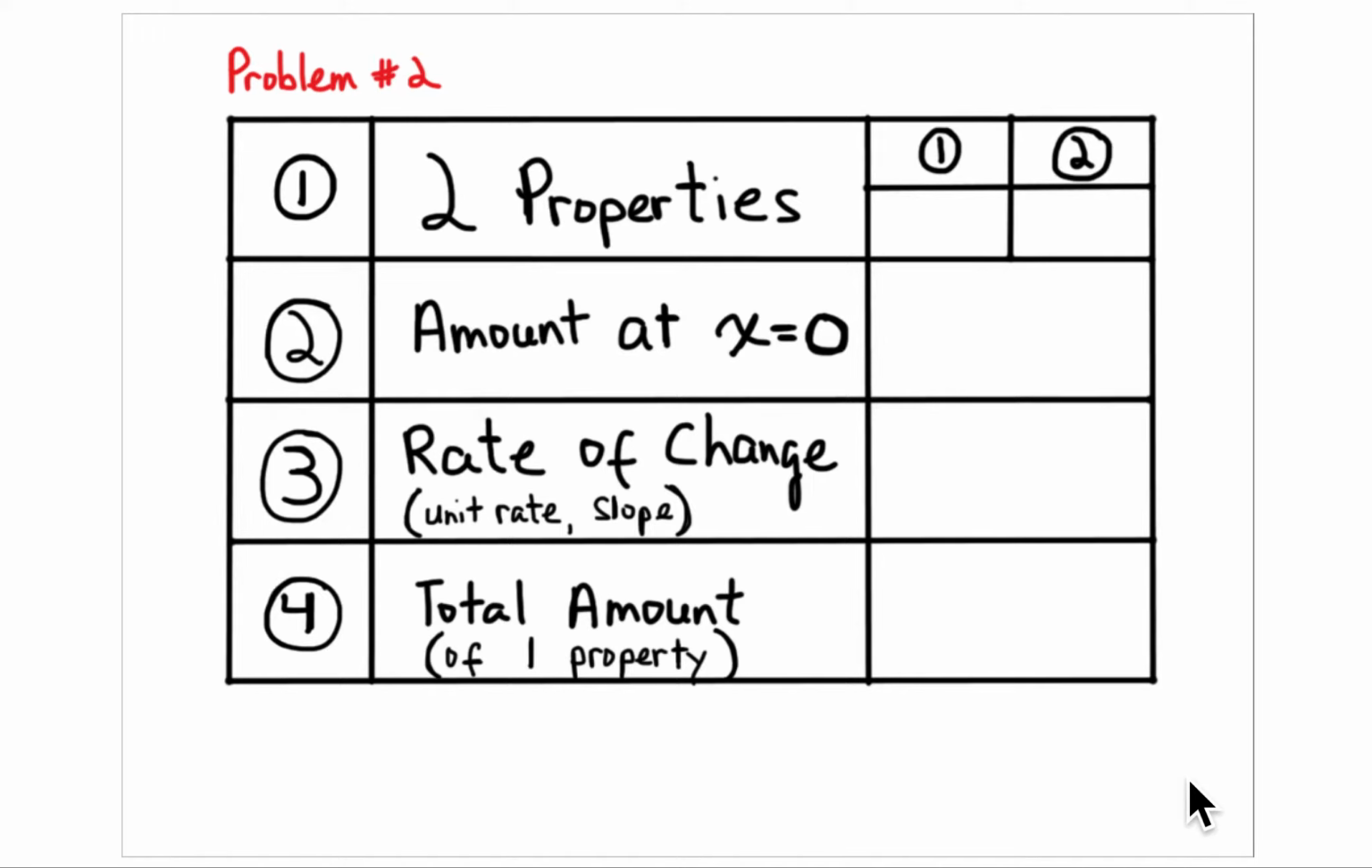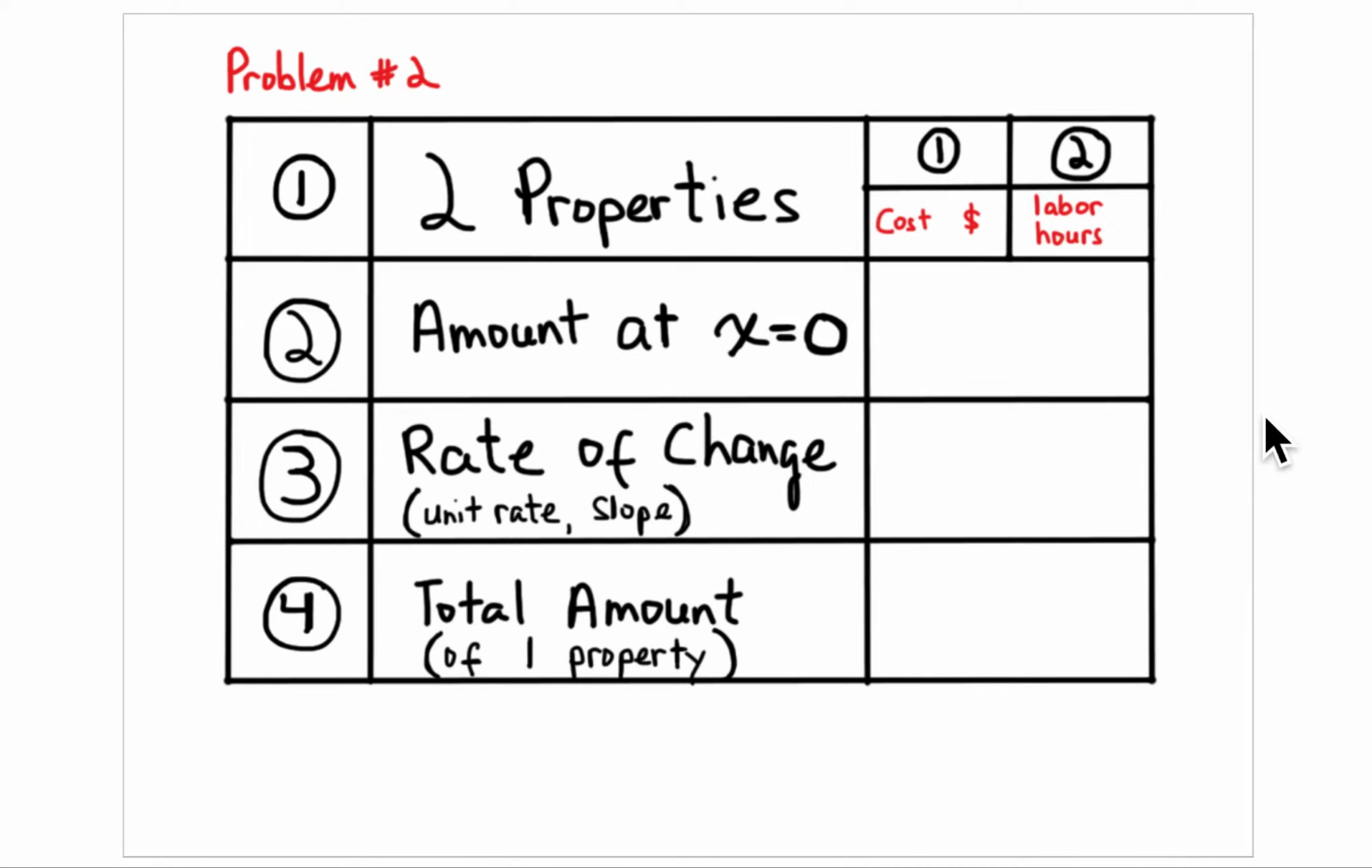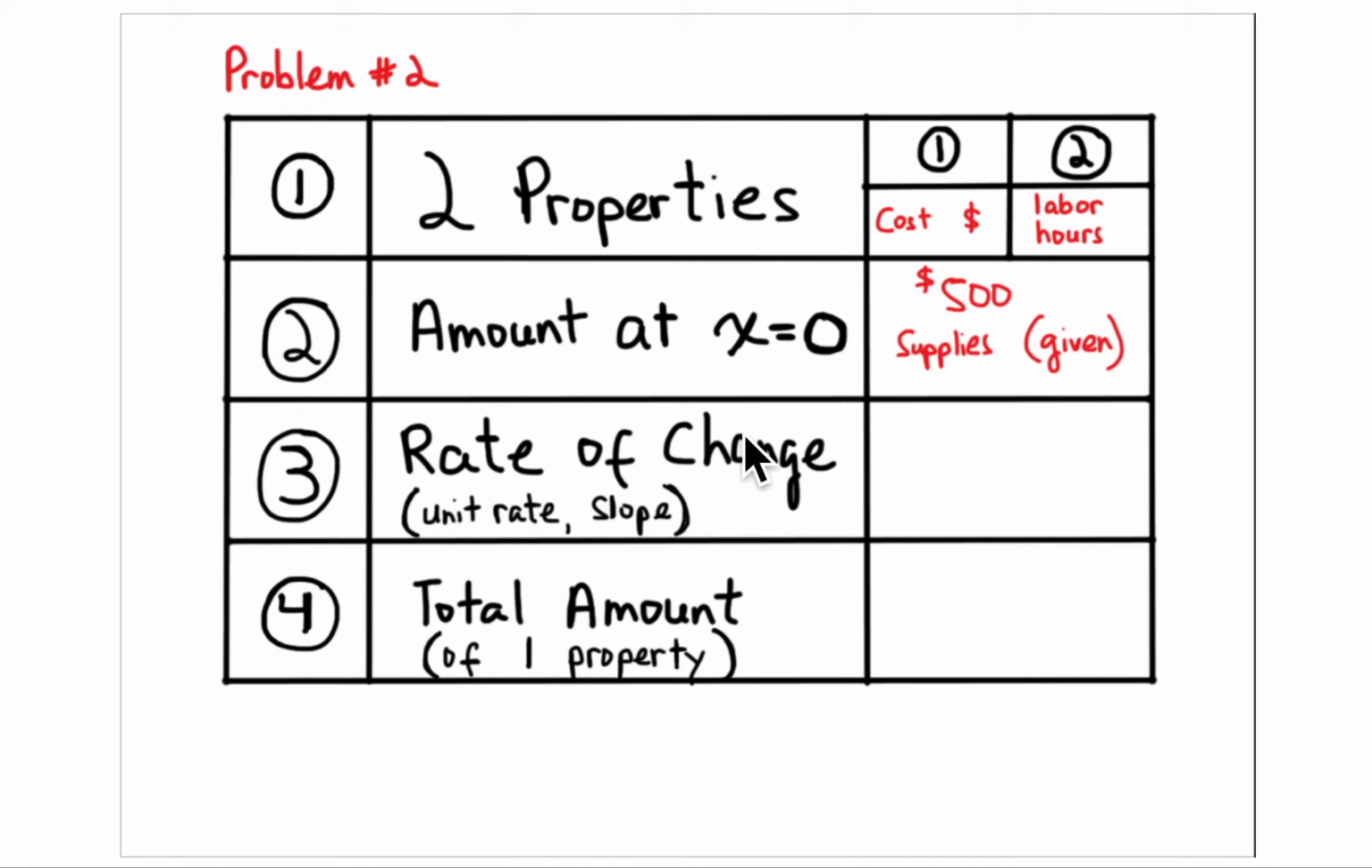So what are the 2 properties? I just listed them for you, so you just fill in this table. It's the cost and the hours of labor. Is there an amount when x is equal to 0? When x is 0, in other words, there have been no hours spent painting the house, is there a value along the y-axis? And there is. That's this $500 that's given to you.